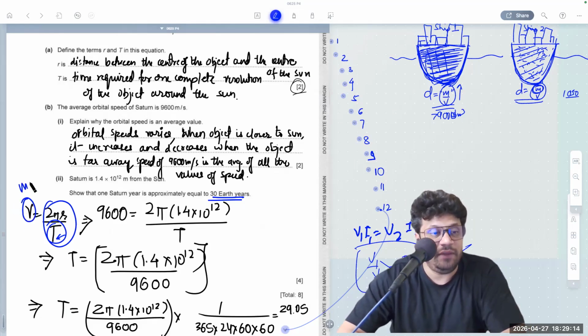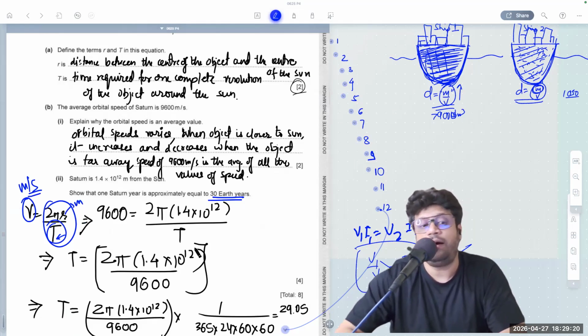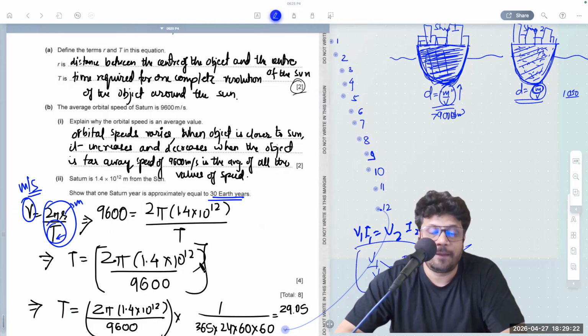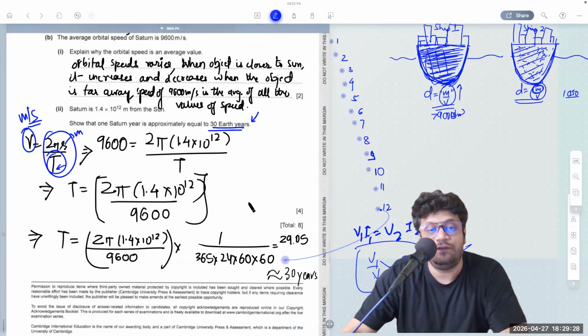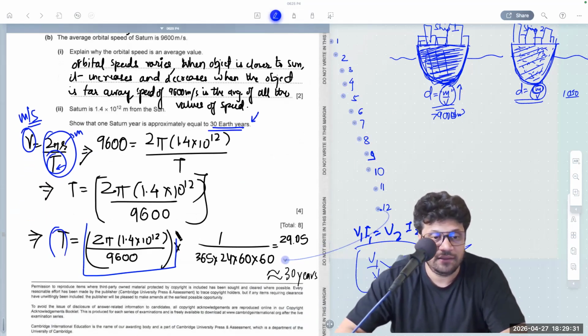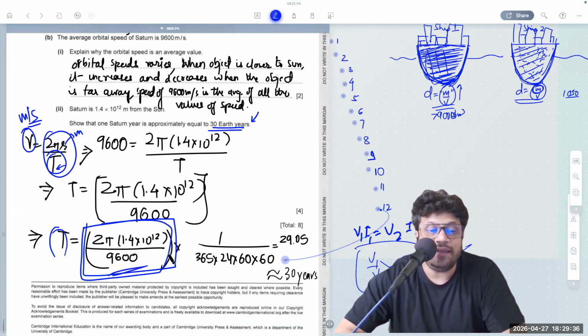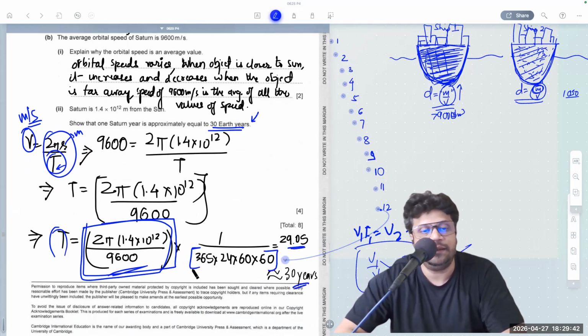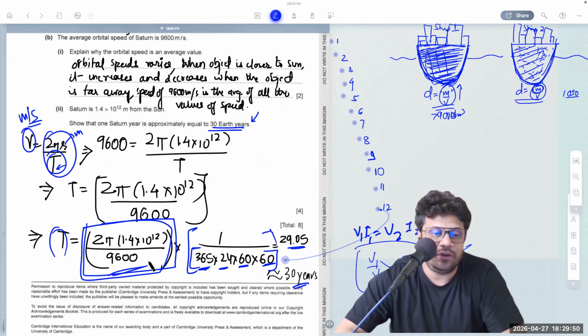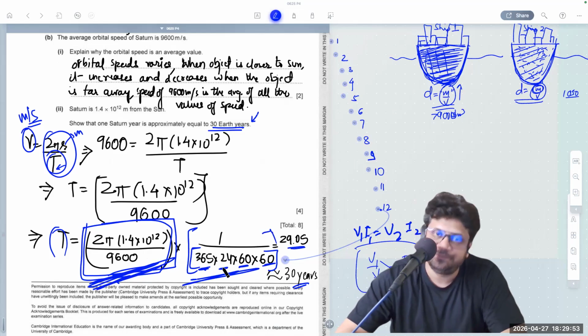The velocity is given in meters per second. The radius is given in meters. So you will end up with a time value which is in seconds. You want it to be in years. So you are supposed to convert what you get here as t, which is in seconds, and divide that by the number of seconds in a year. The number of seconds in a year is 365 days, 24 hours, 60 minutes, 60 seconds. That's the factor you want to use to convert this time in seconds to years.